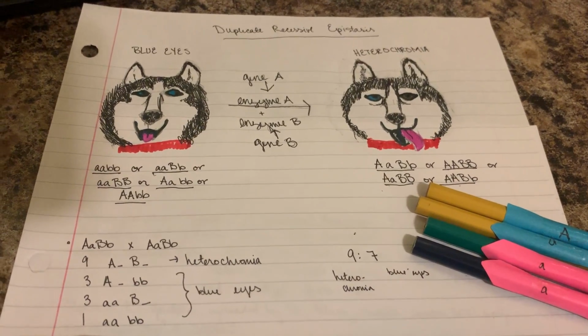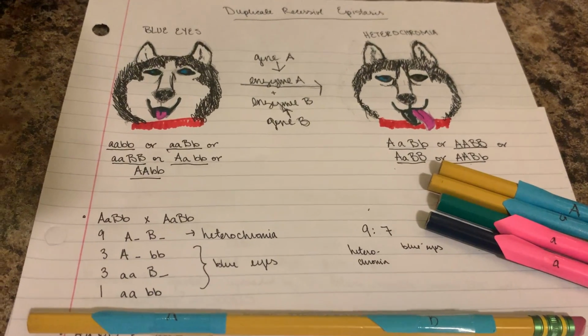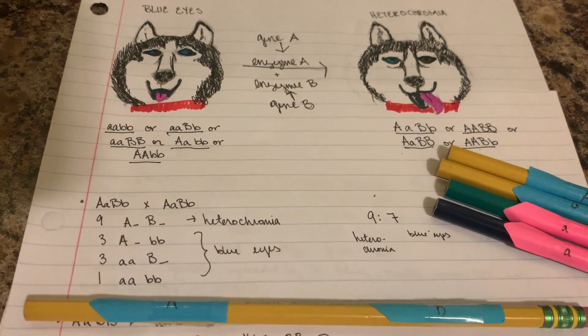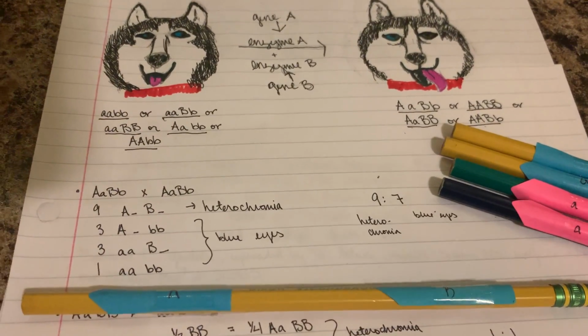Hello everybody, today we're going to be talking about duplicate recessive epistasis. So epistasis is essentially the idea that expression of an allele at one locus will modify or mask the expression of an allele at a second locus.